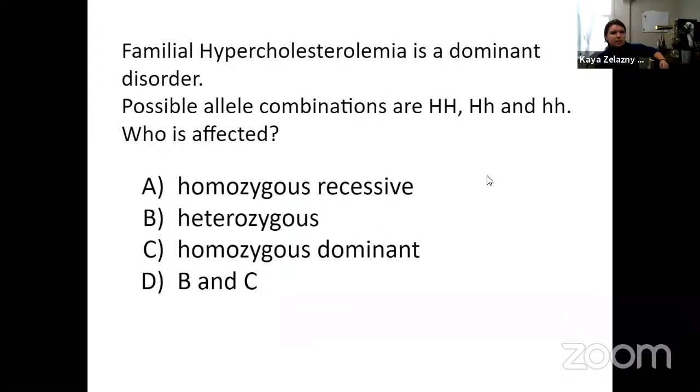So let's differentiate this from a dominant autosomal disorder. Familial hypercholesterolemia, which is basically a genetic high cholesterol, is a dominant disorder. So it's a dominant autosomal disorder. So now let's think about who would be affected if we have a dominant autosomal disorder. And here we put it in terms of some of our vocabulary words, right? Instead of just writing out the traits.